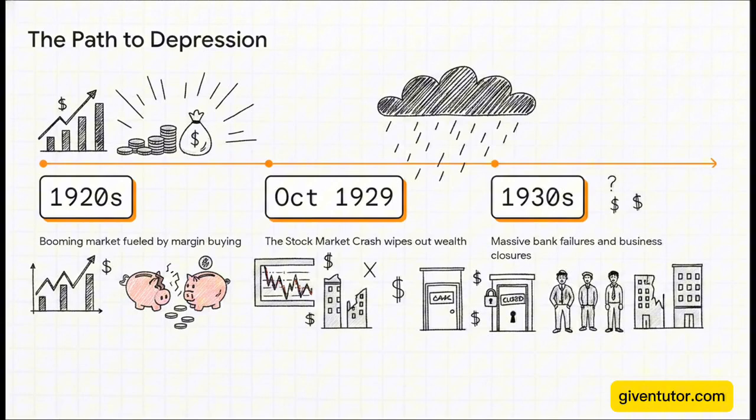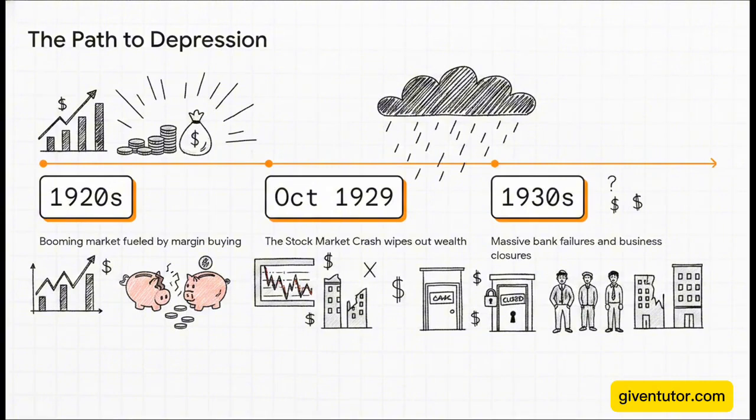Let's rewind to the 1920s to see how a major disaster unfolded. It was this era of totally unchecked speculation. People were using a really dangerous tactic known as margin buying. Basically, they were borrowing money to buy stocks, just hoping the prices would keep going up so they could sell and pay off their debt. But in October 1929, that bubble spectacularly burst. The stock market crash wiped out billions in wealth practically overnight, and it set off this brutal chain reaction.